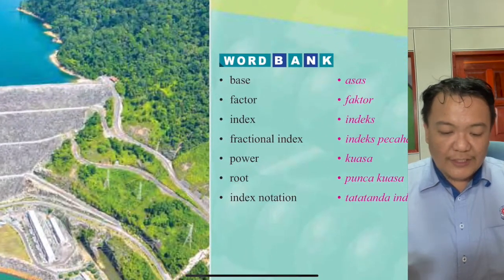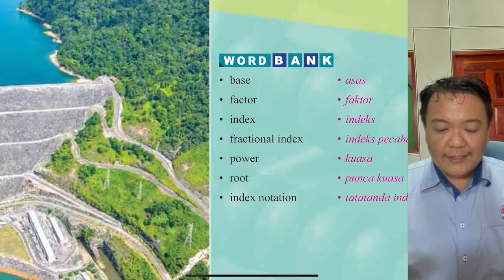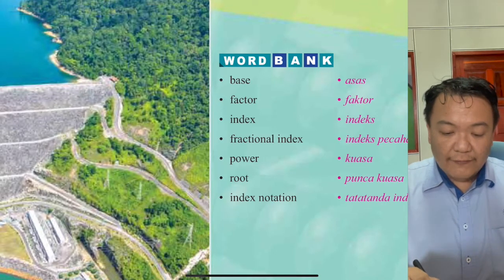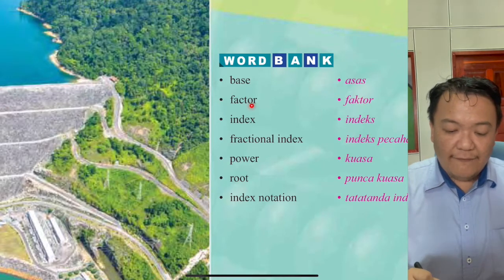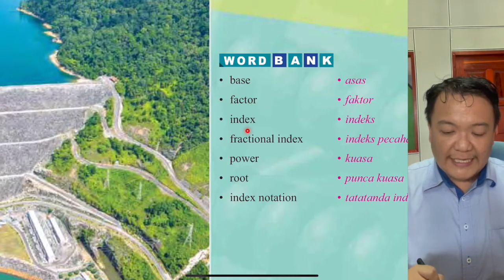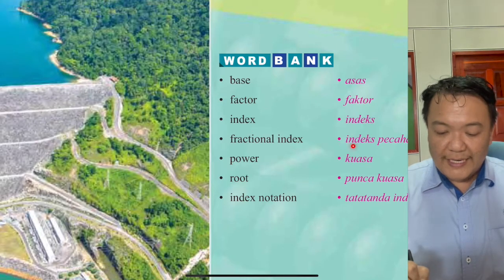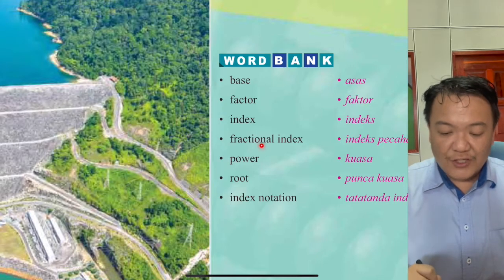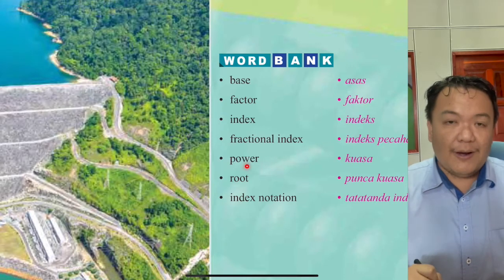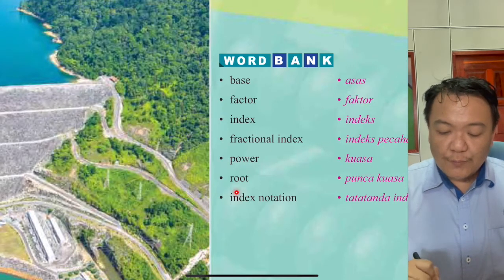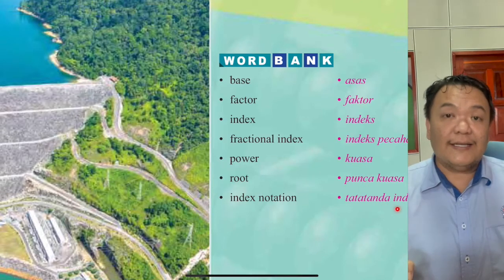In this chapter, there are a few words that you need to know. The first one is base. What is base? Base adalah asas. Factor, faktor lah. Index, index. Fractional index, which means index pecahan. Fractional is pecahan kan. Power is kuasa, root is punca kuasa, and index notation adalah tata tanda index.